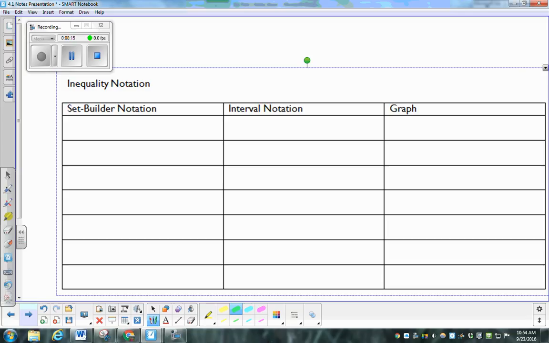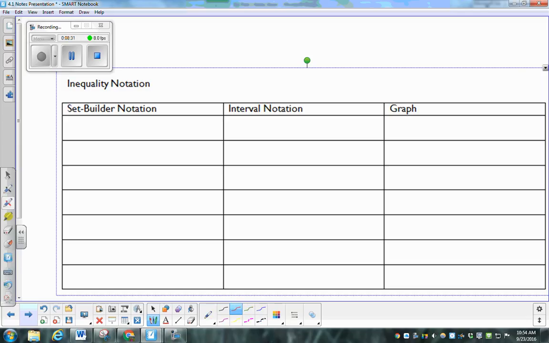All right, so we're going to talk about 3 different notations we can use to write our inequalities. You guys are already familiar with 2 of these. You're familiar with set builder notation and the graphing. We're going to talk about interval notation, which will be new. So we're going to go through a bunch of examples here.